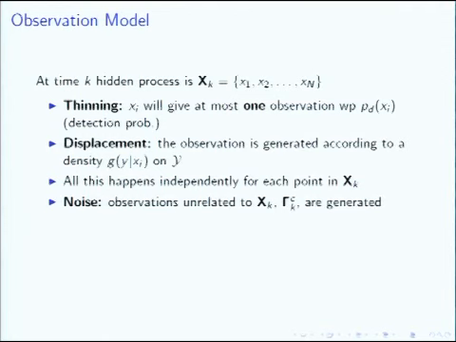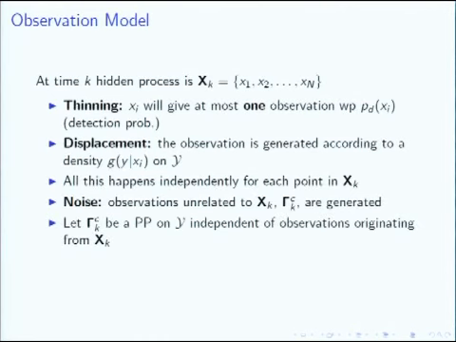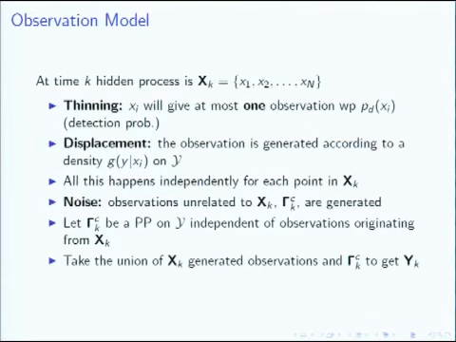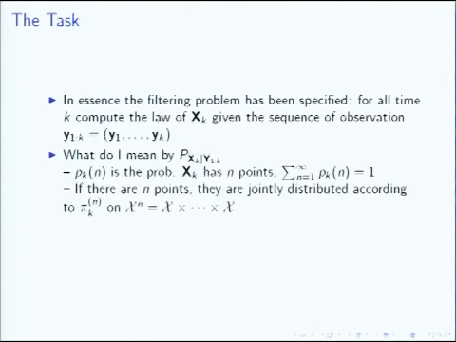Now, as for an observation model, we also need to introduce noise, and noise in this context is similar to what we had before. You have a process gamma k c, c to indicate clutter, of observations unrelated to the ones in xk. We assume these observations unrelated to xk form a point process on y, and you take the union of the observations generated by the hidden points and your clutter to give you the observed process. Once again, by construction, it satisfies the requirements of a hidden Markov model. So the task is essentially specified.